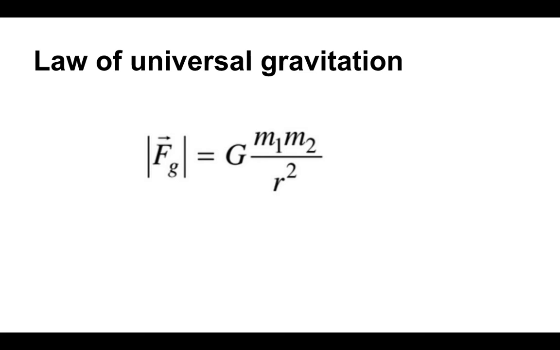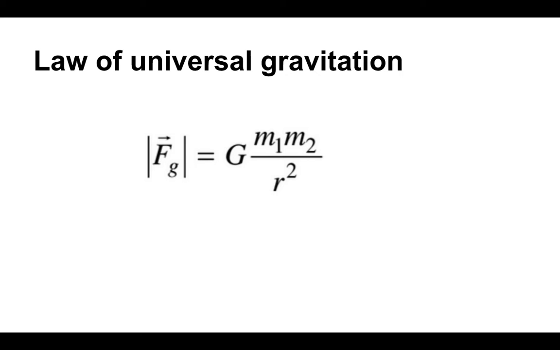M1 and M2 are the masses of the two objects that are attracting one another. And then R squared, that's the center-to-center distance between those objects. If you wanted to find the gravitational force between you and the Earth, the center-to-center distance would basically just be the radius of the Earth. That extra half a meter to your center is not going to change the problem significantly.